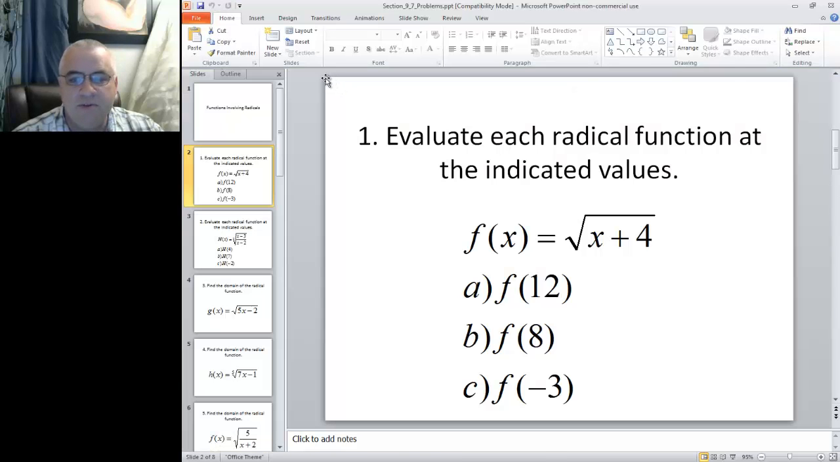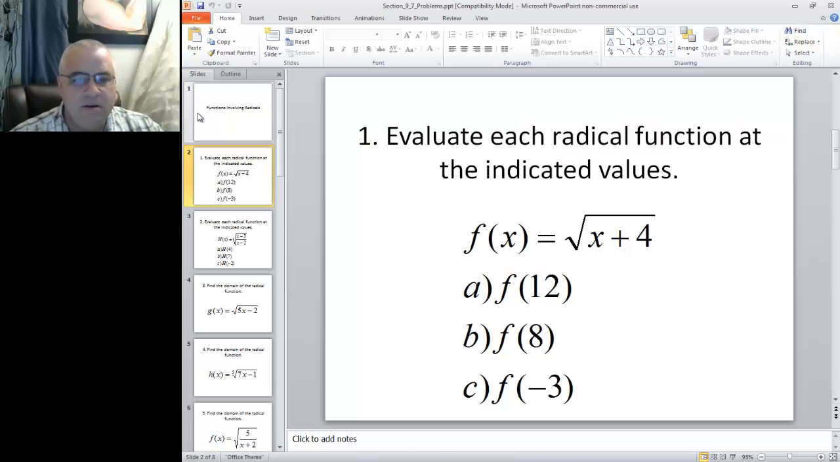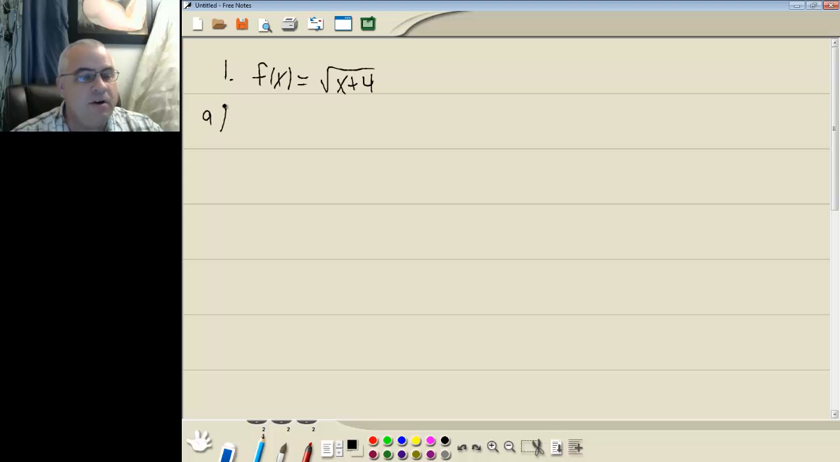is equal to the square root of x plus 4. And the first thing we want to find is f of 12. Well, remember with evaluating a function, we go through and where our variable was, we put in parentheses. Everything else remains exactly the same. Whatever's inside the parentheses here is what we put in here. So put 12 in there.